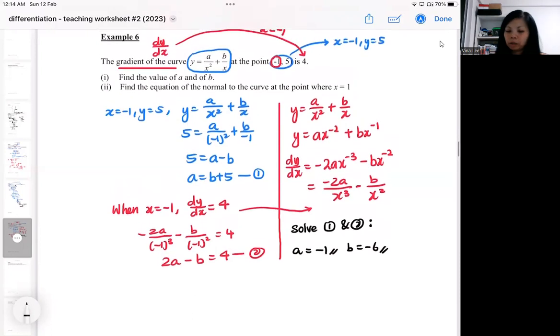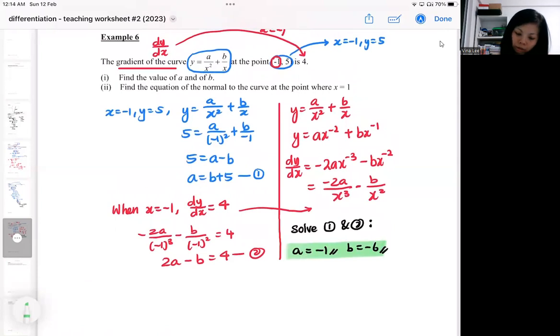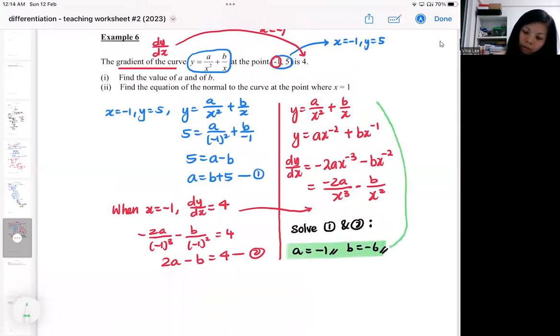Okay, so that will be the challenging part. If let's say you got a careless mistake in your A and B, then in the subsequent part, when you try to do the equation of normal, you will find that your equation of course will not be correct. So it's a lot of chain effect in this sense. Okay, so I'm going to leave it to you. You go and try the equation of normal, see whether you can get the stated answer.